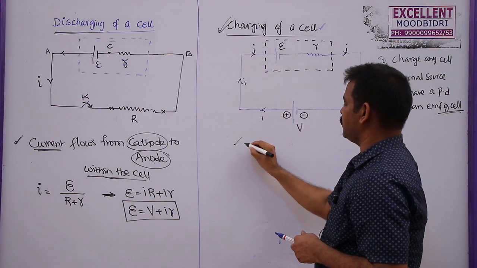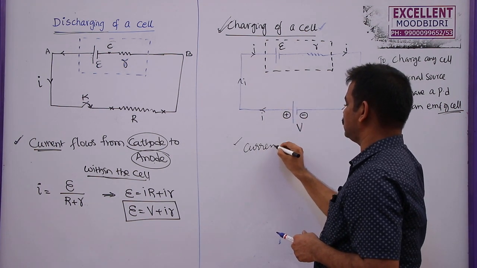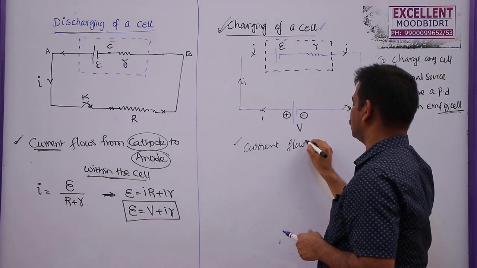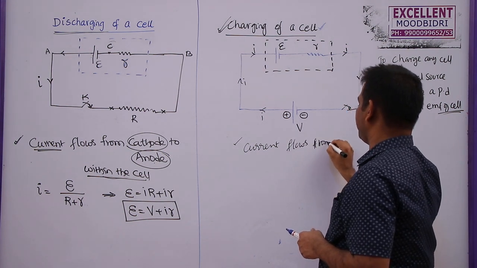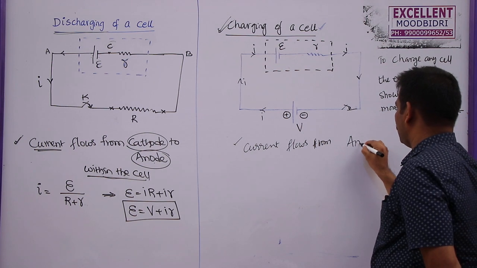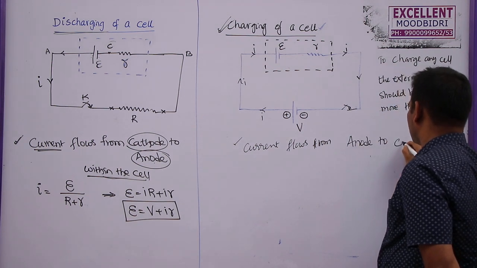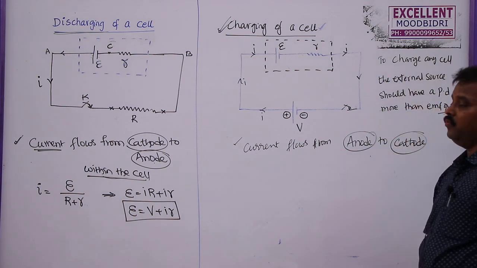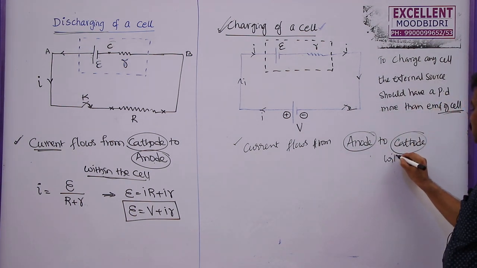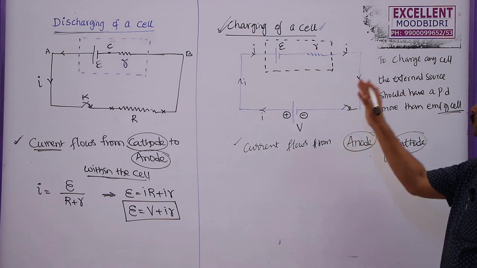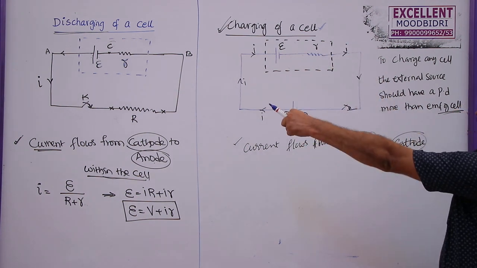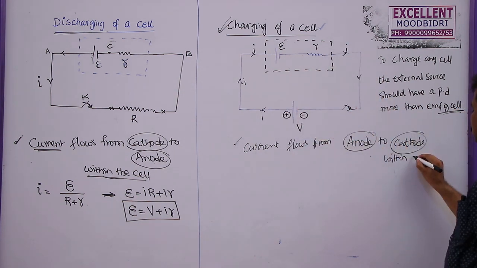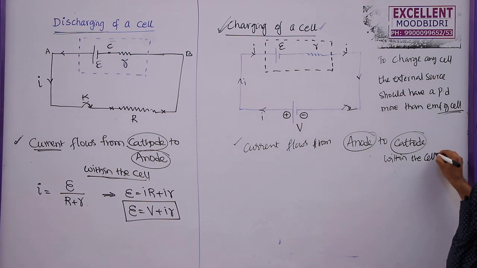So the direction of current here is: current flows from anode to cathode within the cell. This is within the cell, but outside the cell it is from cathode to anode, exactly opposite to the circuit. So this is within the cell.